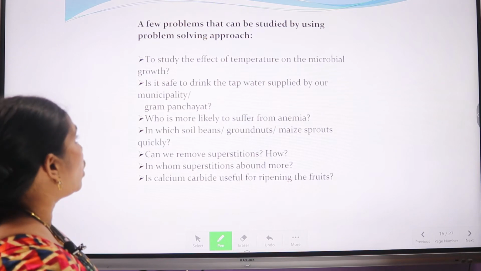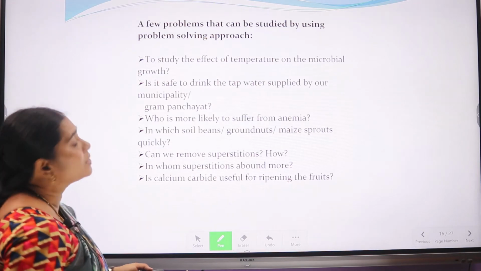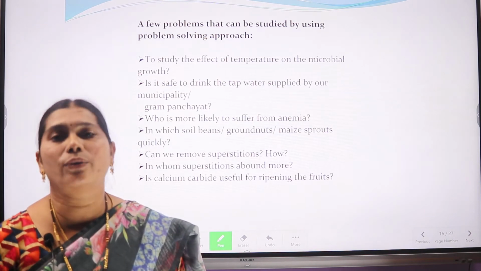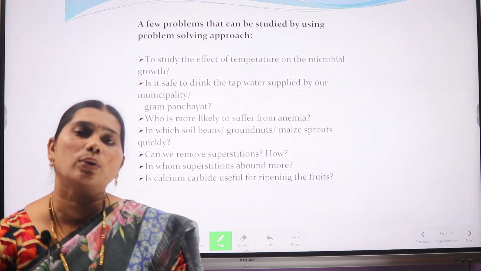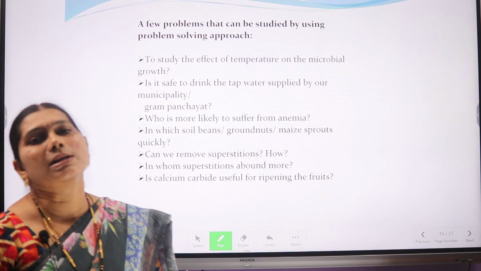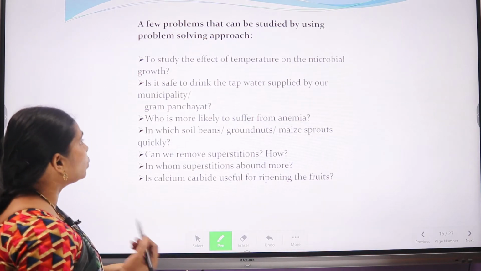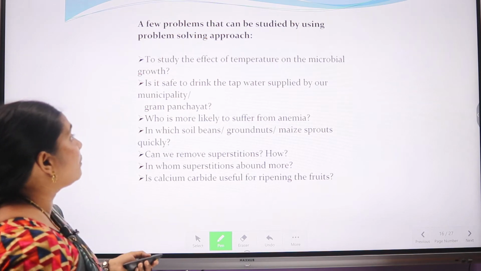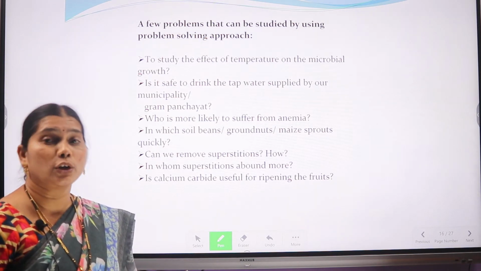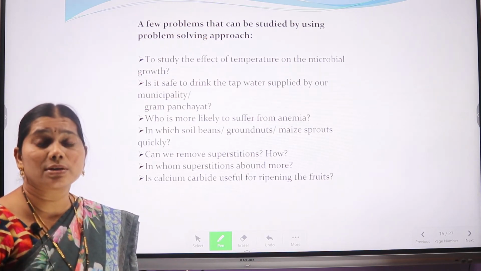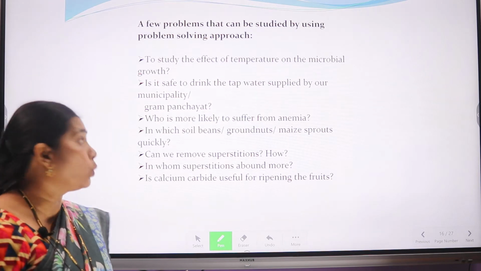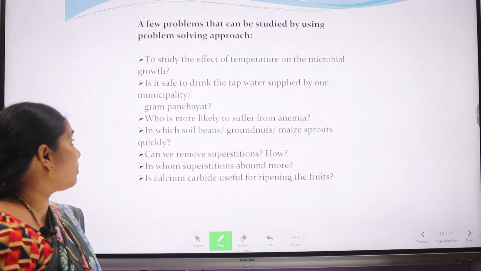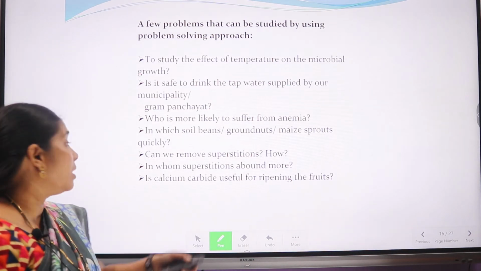Then a few problems that could be studied by using this problem solving approach. So what are the different problems you can create, you can encourage, you can take up in the biological science subject? The first one, I am giving you a few examples here. You can study the effect of temperature on microbial growth, how the temperature shows its effect on the microbial growth. Then the second one, is it safe to drink tap water supplied by our municipality or Gram Panchayat?